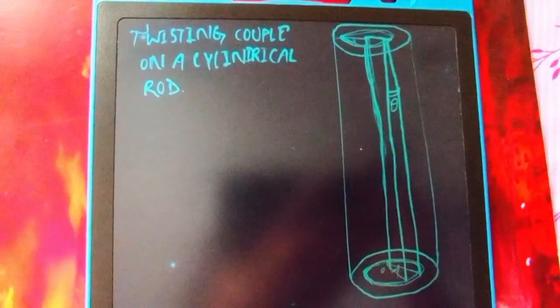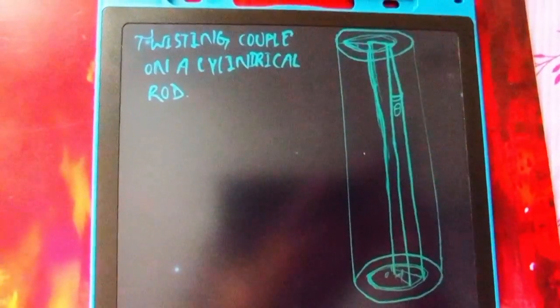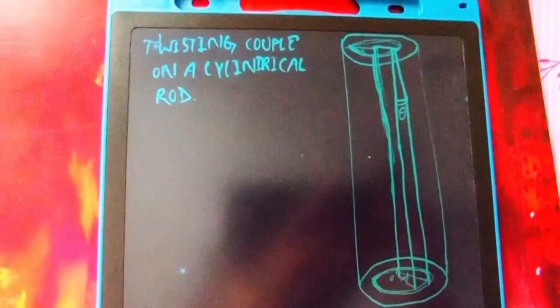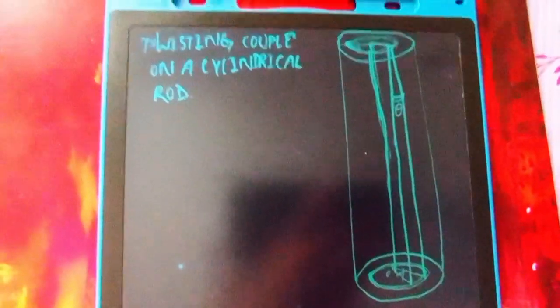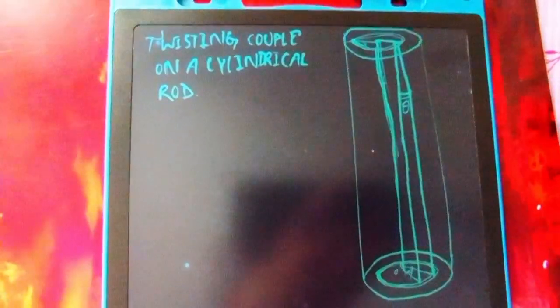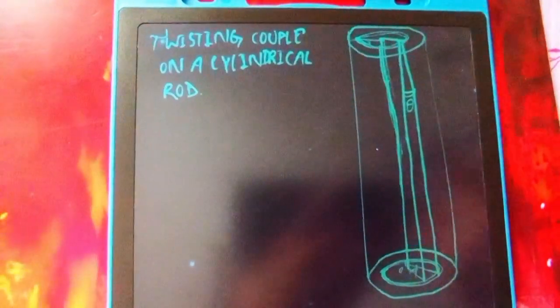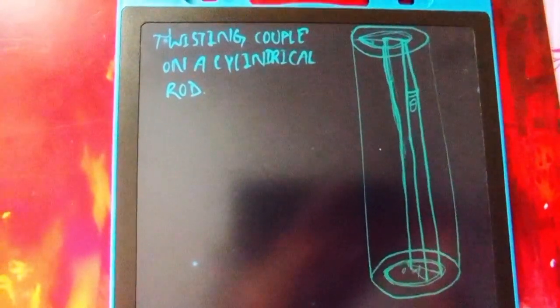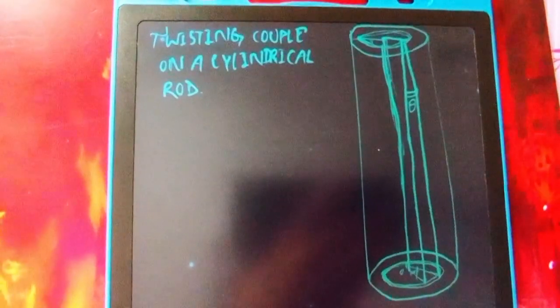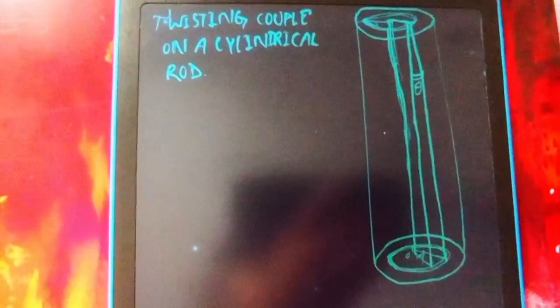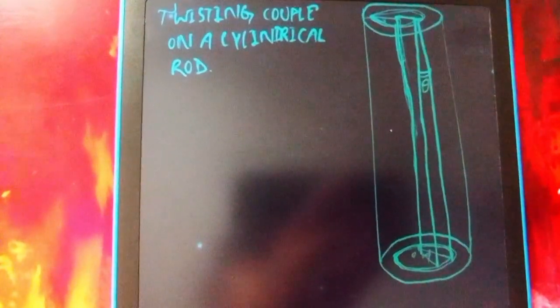Hello guys, today we're going to learn about twisting couple on a cylindrical rod or wire. We will also learn about angle of twist and angle of shear here. So let us consider a cylindrical rod of length L and radius R, whose coefficient of rigidity is eta, as shown in figure. Then the upper end is fixed while the lower end is free to move.